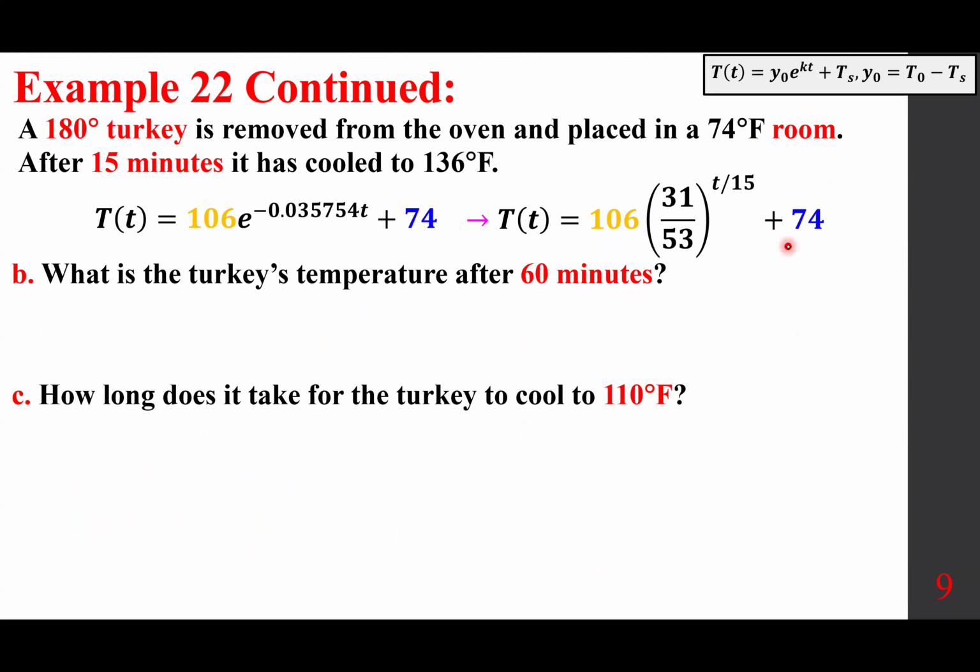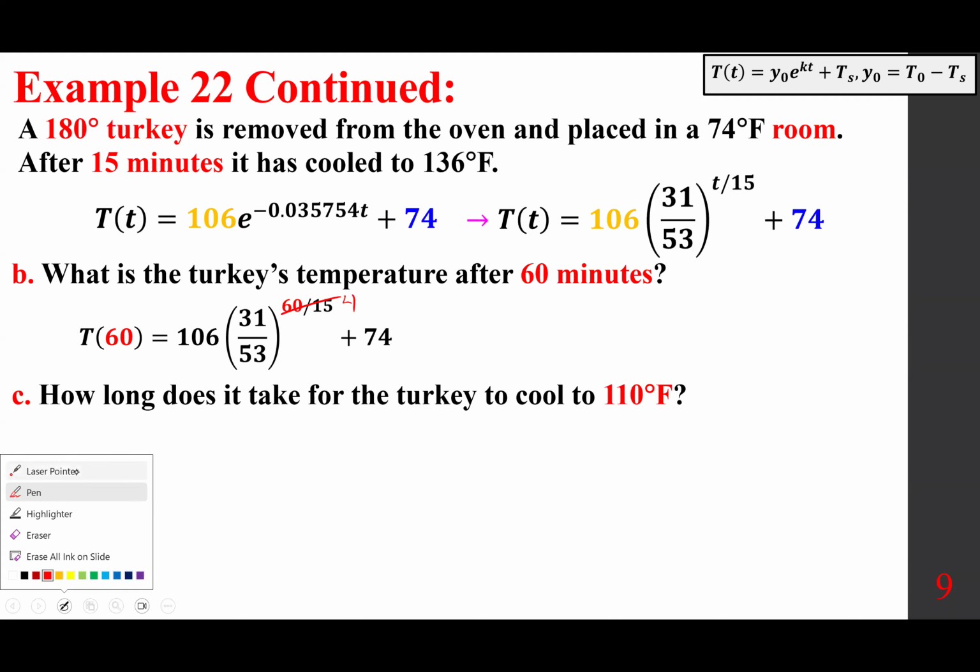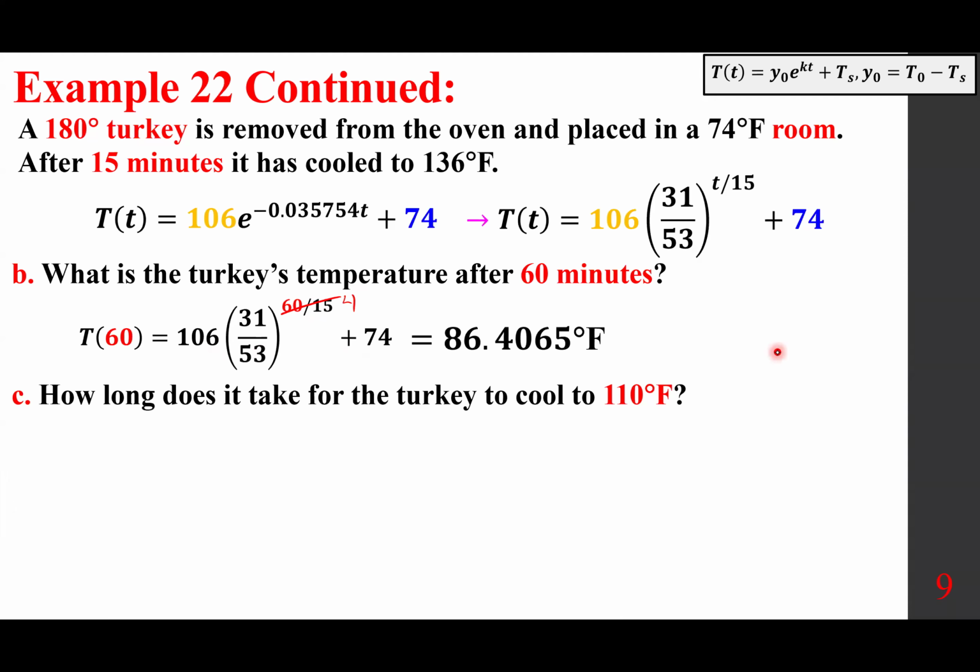For part B, when they're asking what is the turkey's temperature after 60 minutes, because 60 is divisible by 15, it's easier to use this one. Because 60 divided by 15, as you know, is 4, everybody. So you raise this number to the power of 4, multiply by 106 and add 74, and you get 86.4065 degrees, again with a bunch of decimals, and you can always round it just the way they ask you.